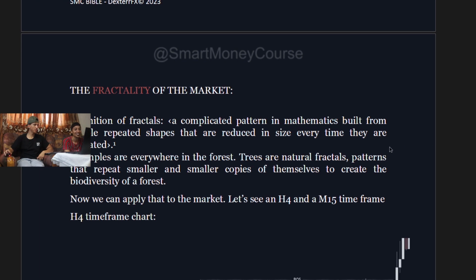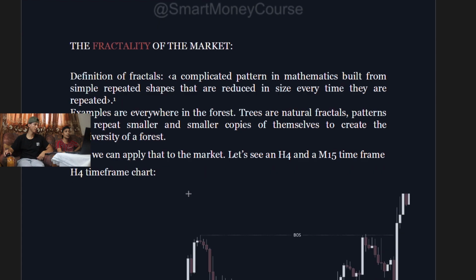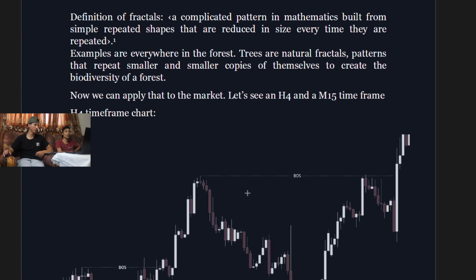There we go. Definition of fractals: a complicated pattern in mathematics built from simple repeated shapes that are reduced in size every time they are repeated. Examples are everywhere in the forest. Okay, they're using the forest as an example. Trees are natural fractals, patterns that repeat smaller and smaller copies of themselves to create the biodiversity of the forest. Okay, so that's basically just an example you use to identify the chart. Forest is just one big chart.